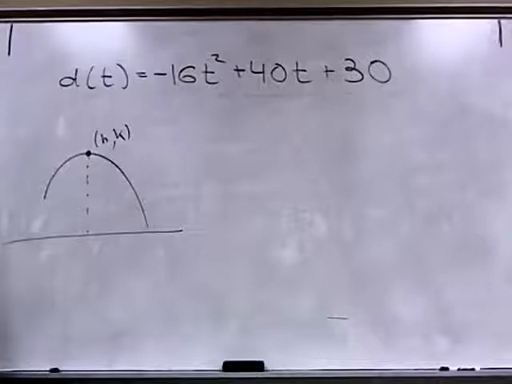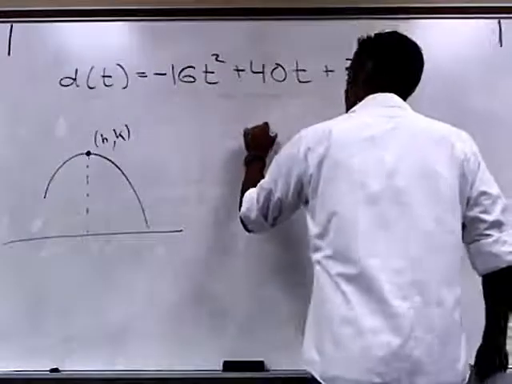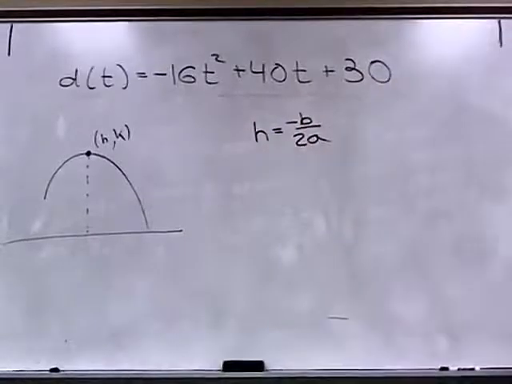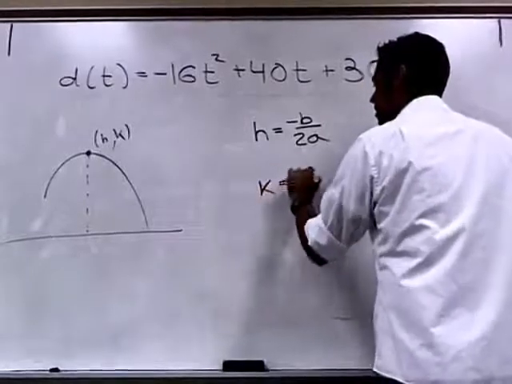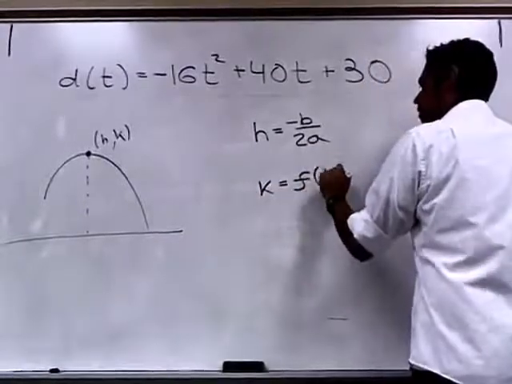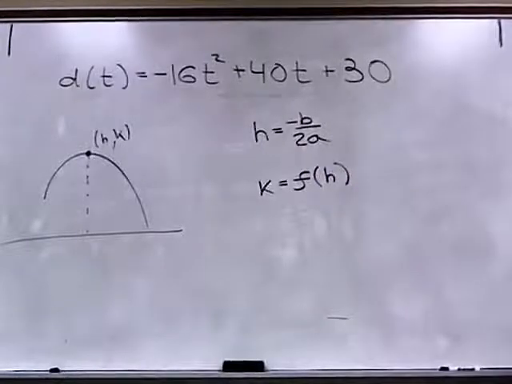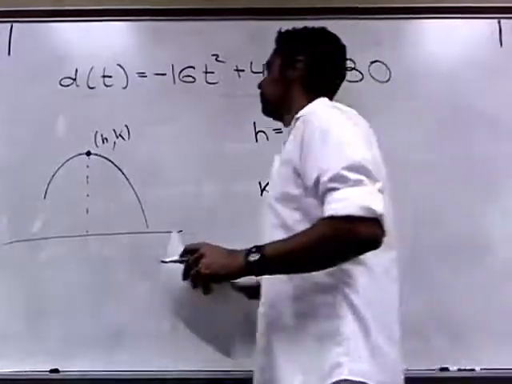Do you remember how to get the vertex of the parabola? There was a formula for it. H was negative b over 2a, remember that one? And then f of h was k. So k is what we get when we take that and plug it into the function. So you have to go back. So for us, what is h in this problem? What is h?